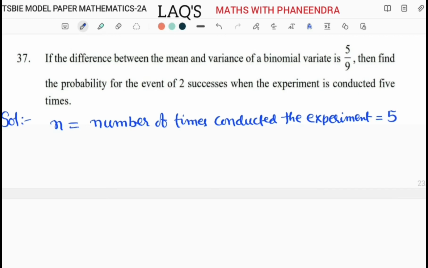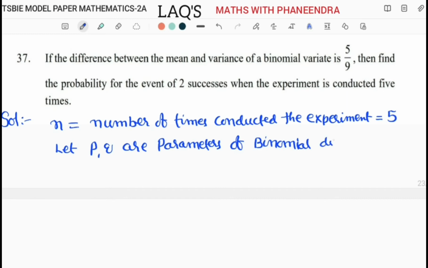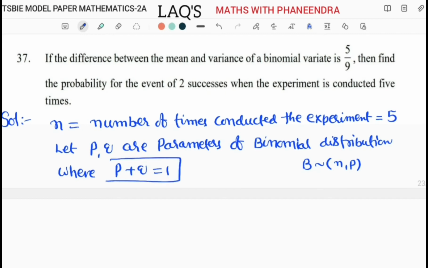Next, let p, q be the parameters of the binomial distribution. So that means it follows a binomial distribution. Like this we can write: X follows binomial (n, p), where we know that p plus q is always equal to 1. These are the first two important steps.